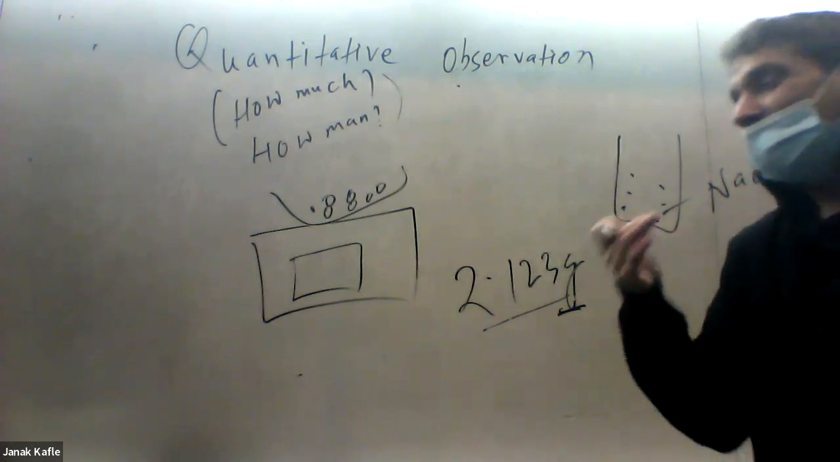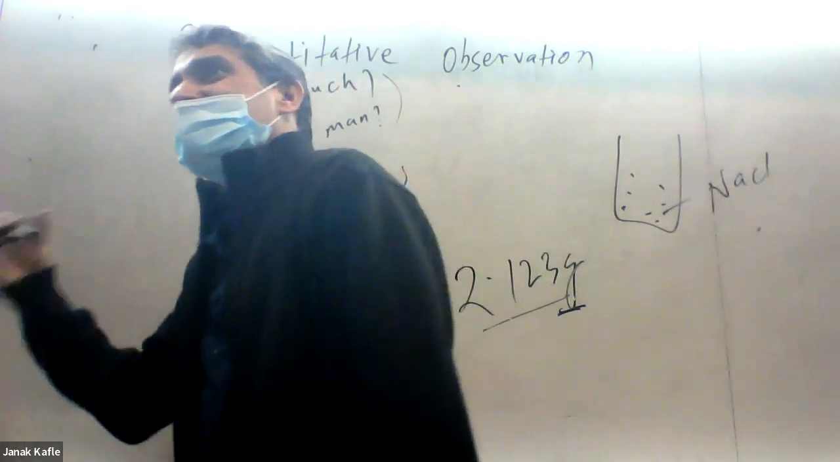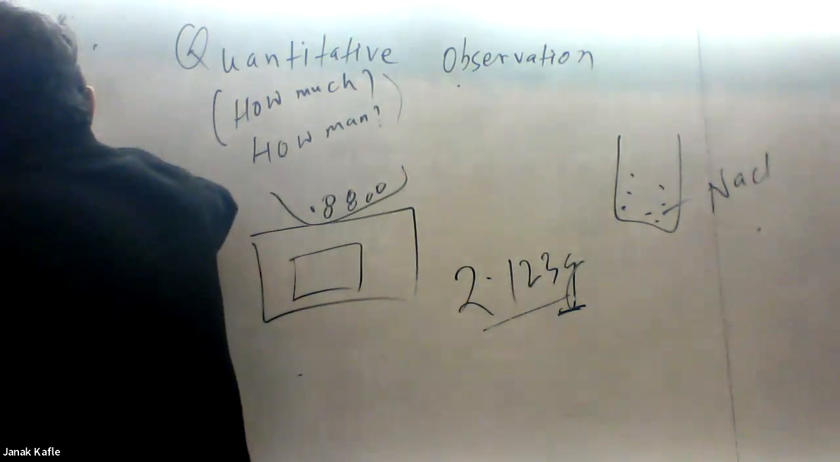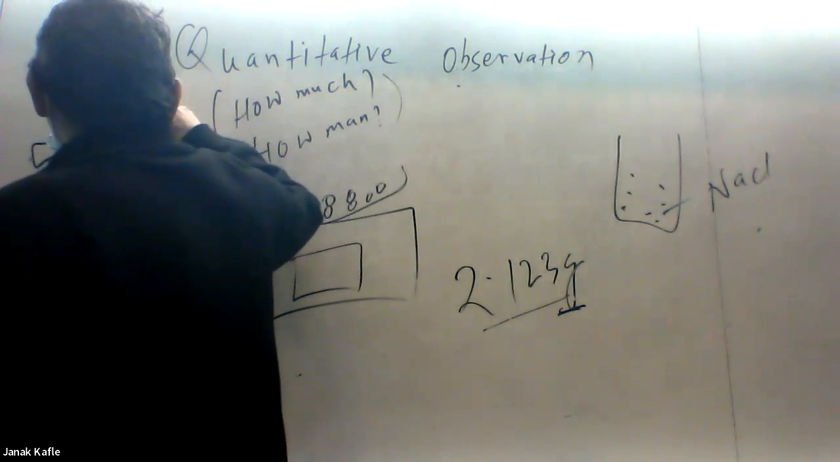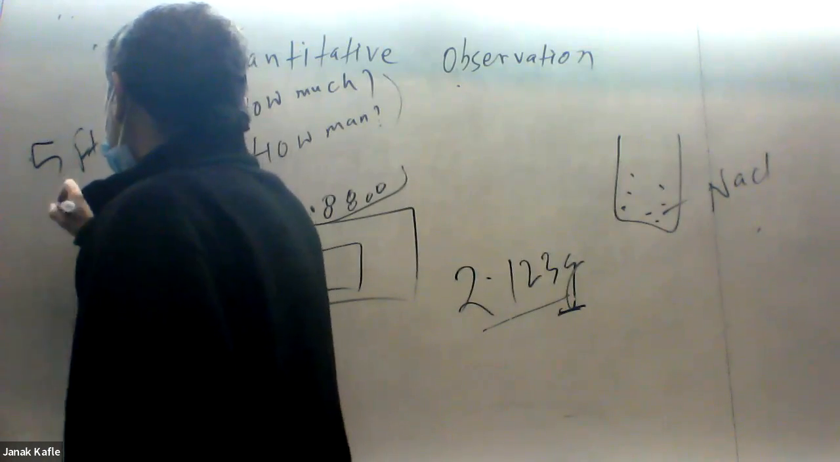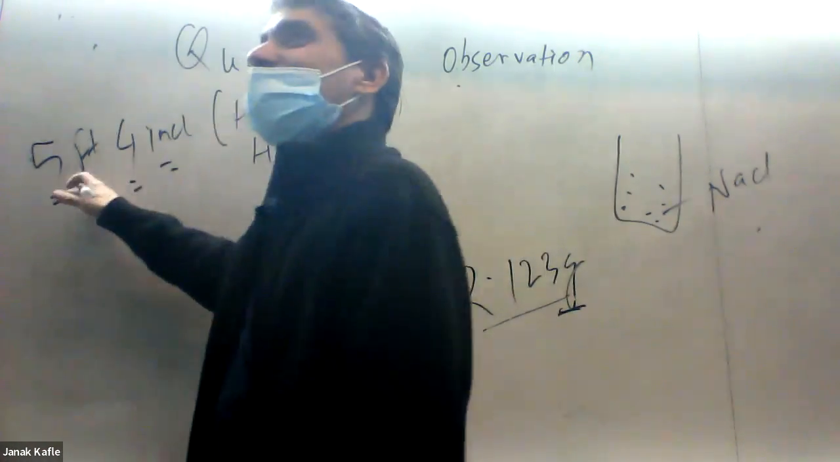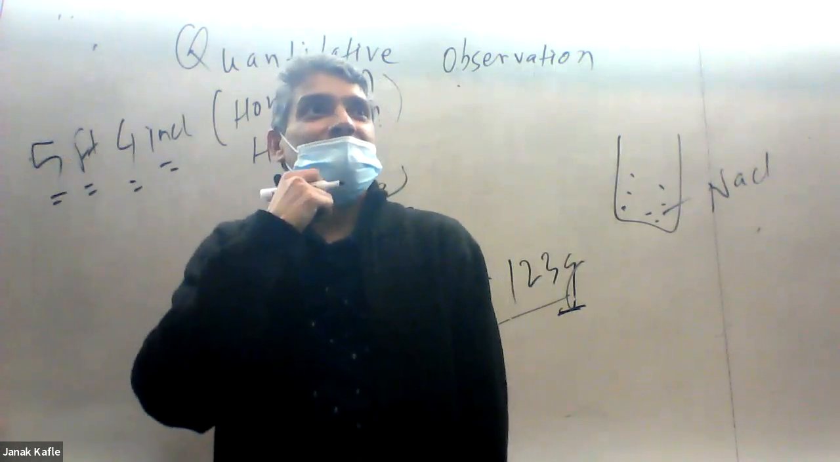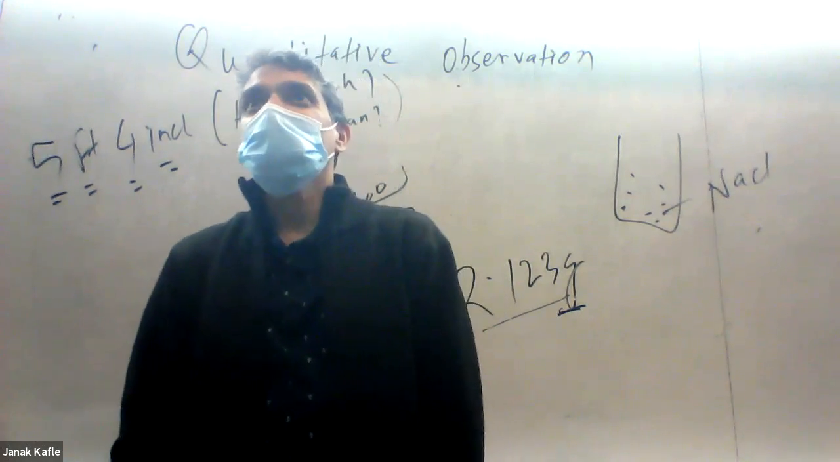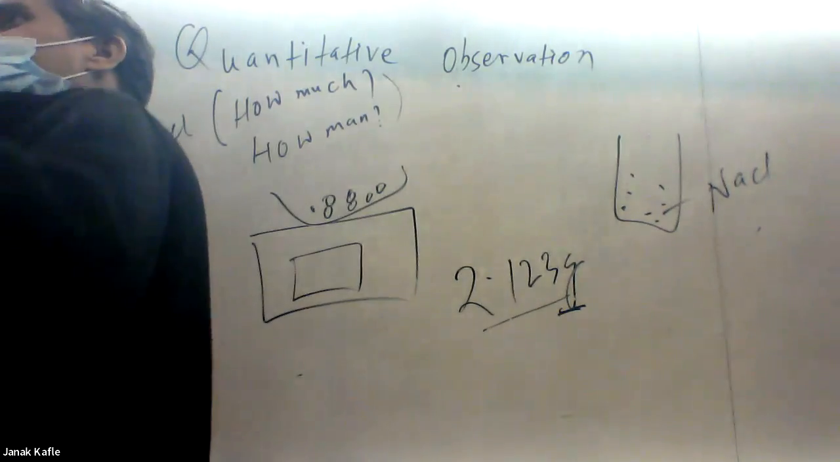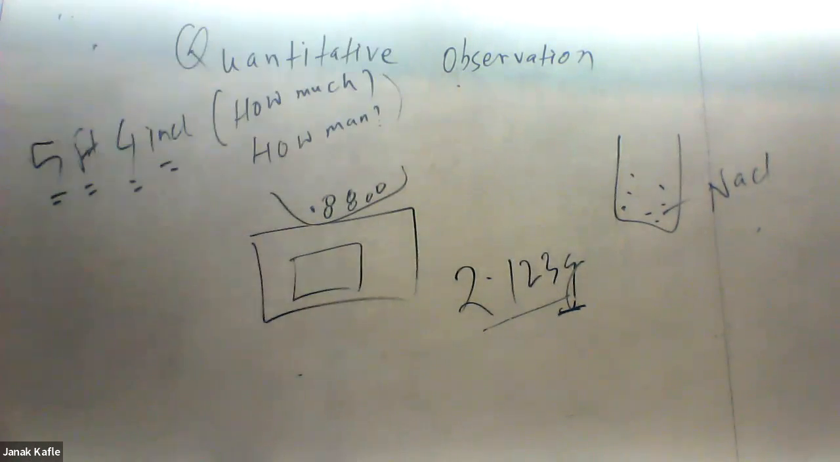Everyone got that? So for example, what is my height? I take the scale and measure my height, and I am 5 feet 4 inch. If you see here, there is a number and a unit, so I am doing a quantitative observation. Everybody got that? Good. Anything you measure, weight, length, breadth, volume, whatever you are measuring and giving a number and the unit, that kind of observation is quantitative observation.